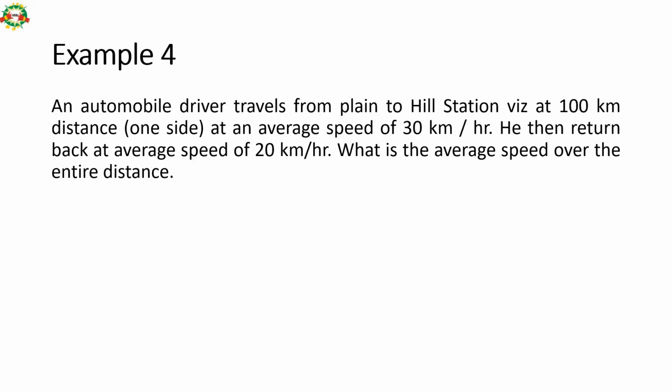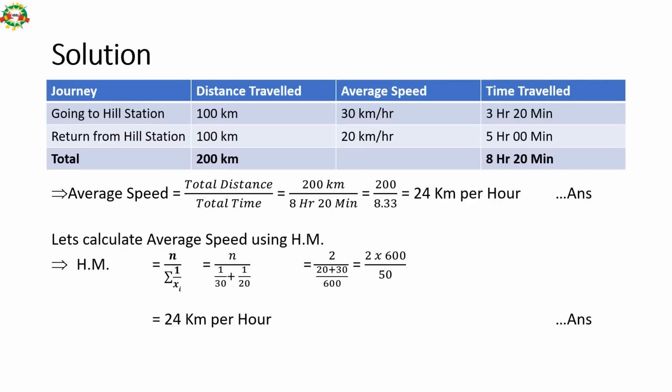So the driver goes to a hill station by driving 100 kilometers one side. To go, the average speed was 30, and to come back, the average speed was 20. Now, what is the average speed for the entire distance, like 200 kilometers? So going to the hill, this is the first part of the journey. Distance was 100 kilometers and average speed was 30 kilometers per hour. Total time of travel was 3 hours 20 minutes.